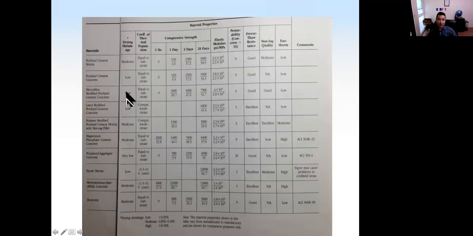And these are the same materials, but with the properties of these materials. For example, how much drying shrinkage this material will have. What is the coefficient of thermal expansion? Very useful information here. And what are the strengths at different ages? The E value of these materials, the permeability, the freeze-thaw resistance. Non-sag quality means, if the viscosity is high, then the material will not sag. So that means high viscosity. Exothermal means how much heat these materials can generate. So based on the requirements, we select the right type of repair materials to use.